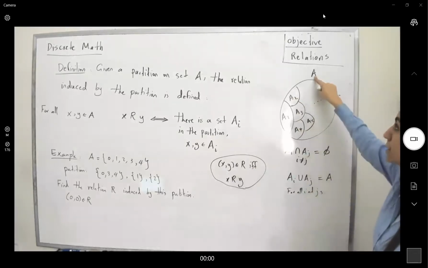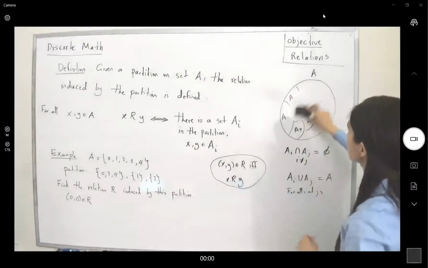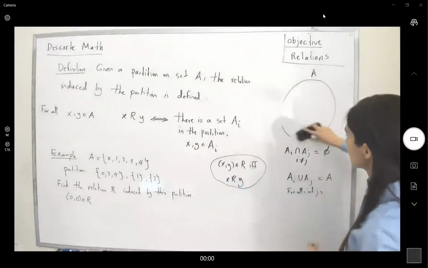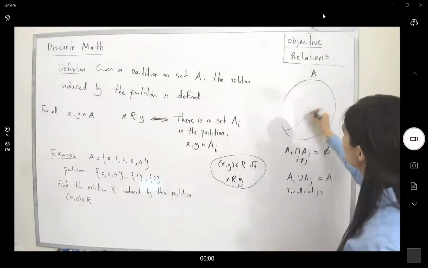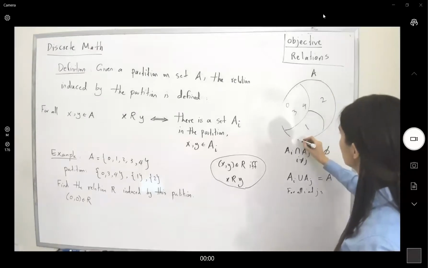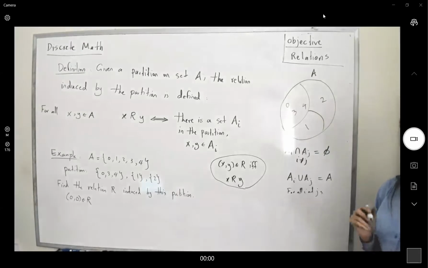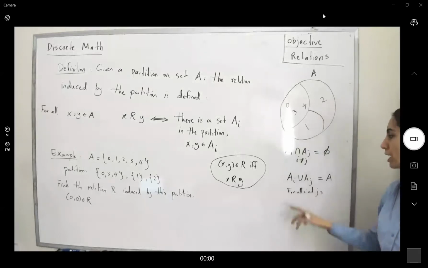So remember that set A is divided into these subsets. These are the subsets that you have: 0, 3, 4, 1, and 2. This set has 3 subsets. They have no element in common. They are mutually disjoint. And if you take the union of these elements, it's equal to A.